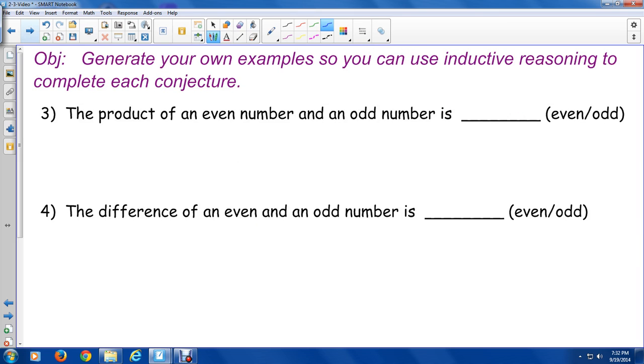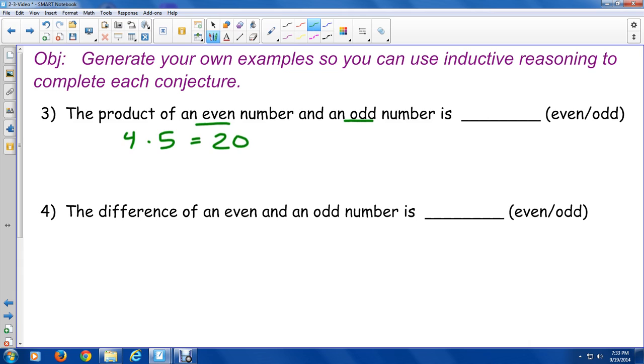What happens if we don't have a pattern? We don't have numbers we're working with, but we're asked to make a conjecture. The product of an even number and an odd number is, I'm supposed to decide if it's even or odd, and I have no idea. So what am I going to do? I'm going to give myself an example. Believe me, you can do this. Pick an even number. I'm picking 4. Pick an odd number. I'm picking 5. 4 times 5 because it says product. I'm going to go ahead and multiply them, and I'm getting 20.